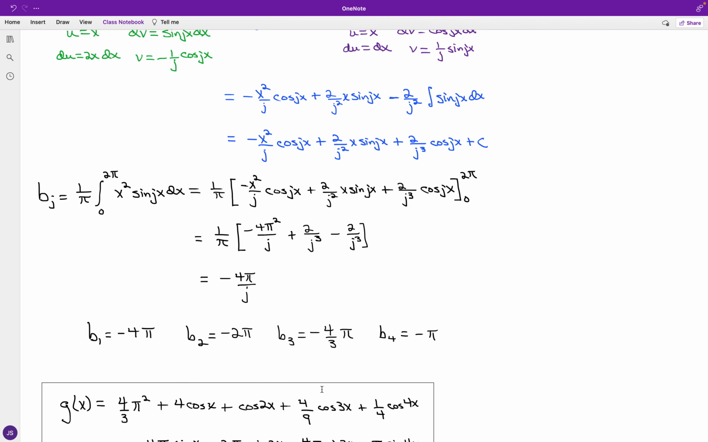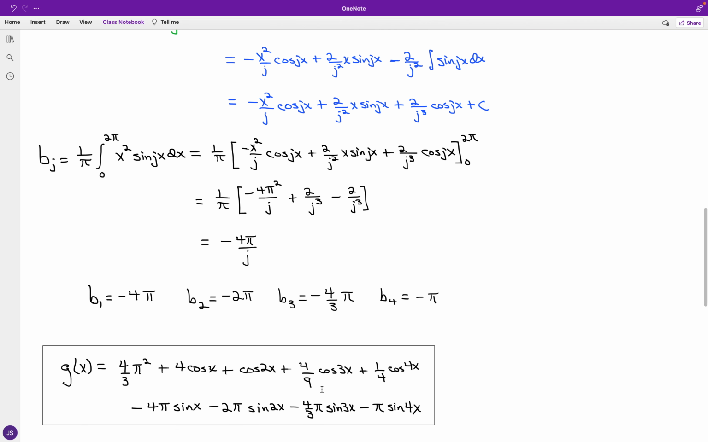And for what we have for g sub x, I decided to take this out to the fourth order. In this capacity, your a naught was 8/3 of pi squared, and again, we're going to take half of this. So you got 4/3 of pi squared plus 4 cosine of x plus cosine of 2x plus 4/9 of the cosine of 3x. And taking it out to the fourth order, you have 1/4 of the cosine of 4x.